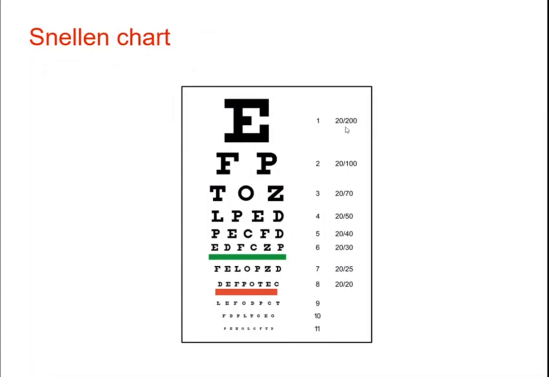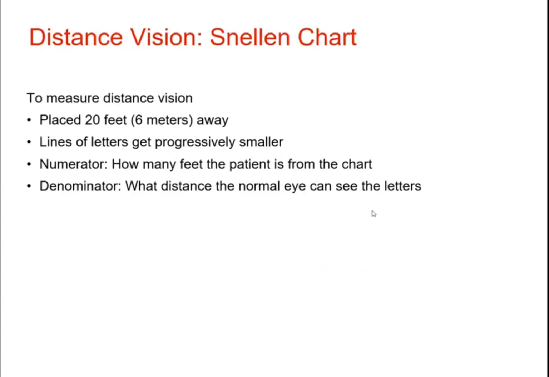Like right at the top here, 200 means 200 feet away, a normal eye can see it. But if the patient can only see it at 20 feet, then it will be 20/200. That will be his visual acuity. Now, visual acuity can be measured in feet or converted to meters, depending on the country, because some countries prefer a different metric system.